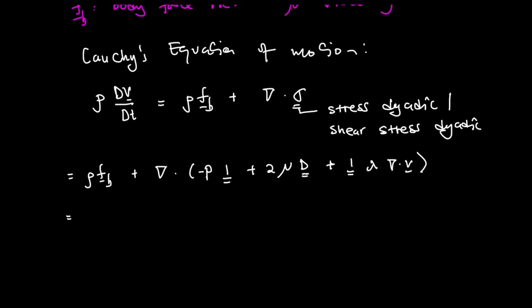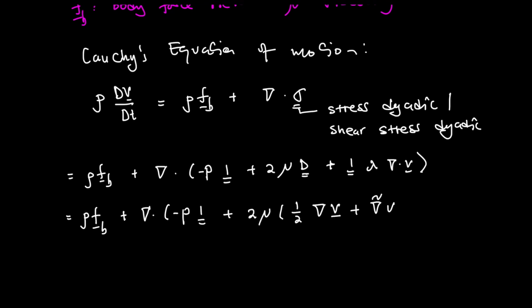Okay, so at this point in time, we are going to break down the deformation rate dyadic. So we've got this plus 2 multiplied by the viscosity, then times 1 over 2, del V plus the transpose of this guy over here. Obviously plus the identity dyadic lambda del dot V. Okay. Let us simplify that.